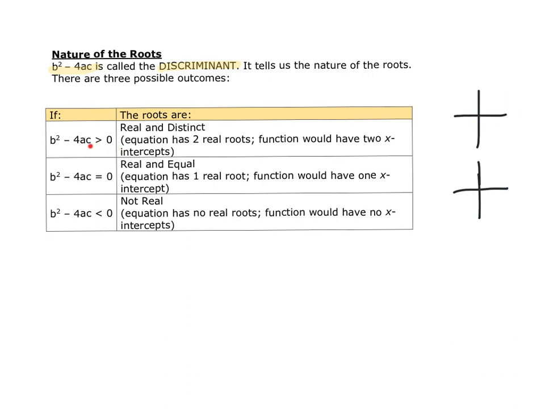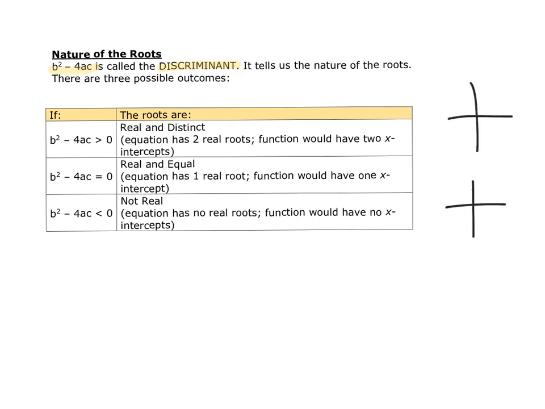If you substitute into the discriminant and find that your value is equal to 0 exactly, that means your solution is real and equal. The equation has one real root. Your function would have one x-intercept. How that could look is your vertex is on the x-axis and it opens up, so that your vertex is your only solution. Or you could be on the x-axis and open down. So again, your vertex is your only solution. And that is when the discriminant is equal to 0.